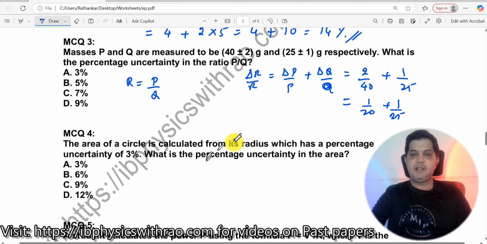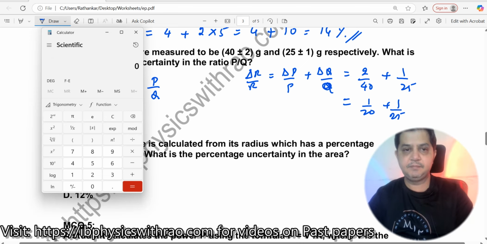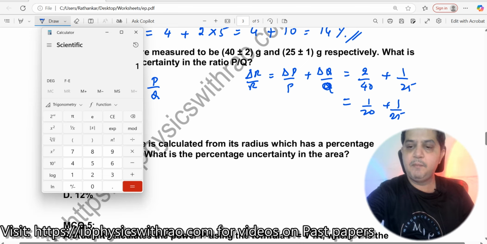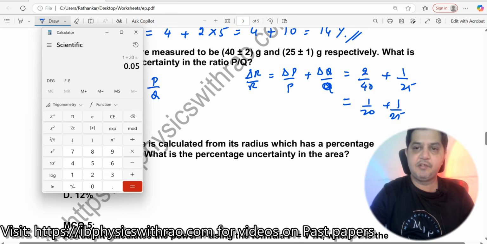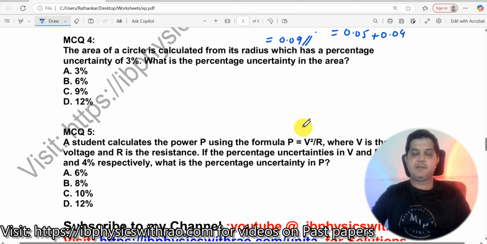Let us calculate this value. So I need to get percentage uncertainty. Use my calculator. So 1 by 20 is equal to 0.05, plus 1 by 25 is 0.04. So the final answer should be 0.09. This is your delta R by R. If I want to get percentage uncertainty, I need to multiply this by 100. So I get 9%. So answer is D over here. Okay, let us move on to the next one.